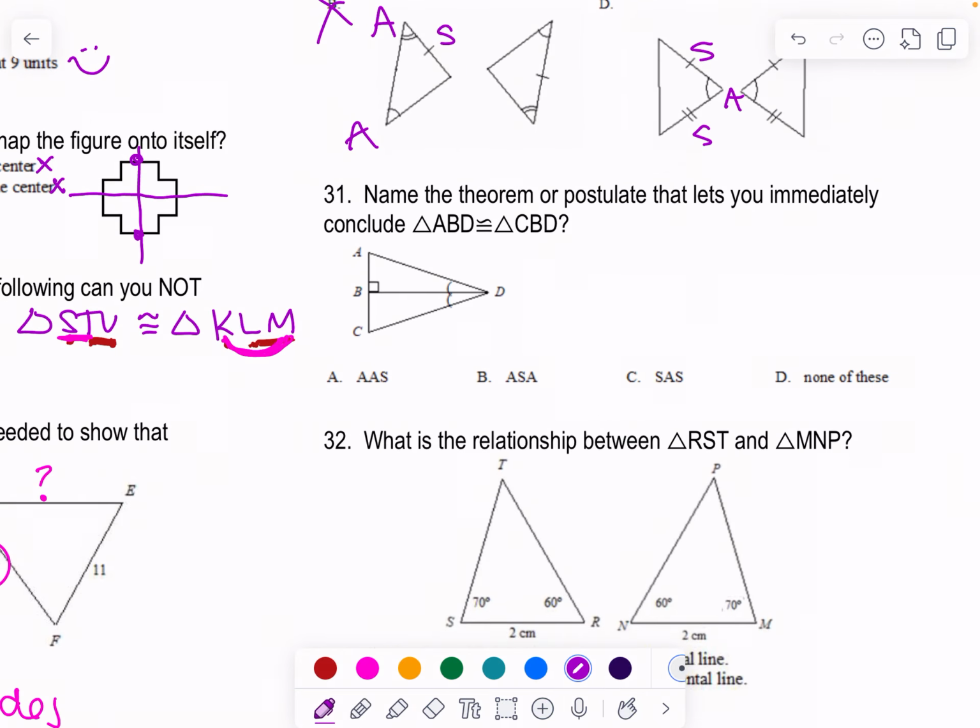Then name the theorem or postulate that lets you immediately conclude that those are congruent. Let's see. They're showing us right here. If we have one right angle right here, we'd have to assume that that's a right angle right there because that's what you have to do. And then you have this angle. So that's an angle, right? Here they're labeled with an angle. And then if they share the same side, then there'd be a side. So it'd be angle, side, angle, like that.